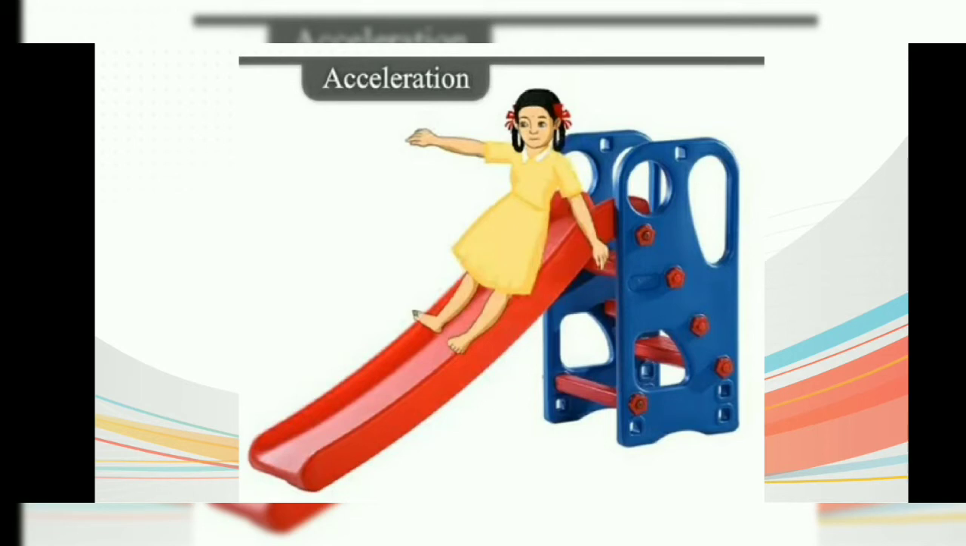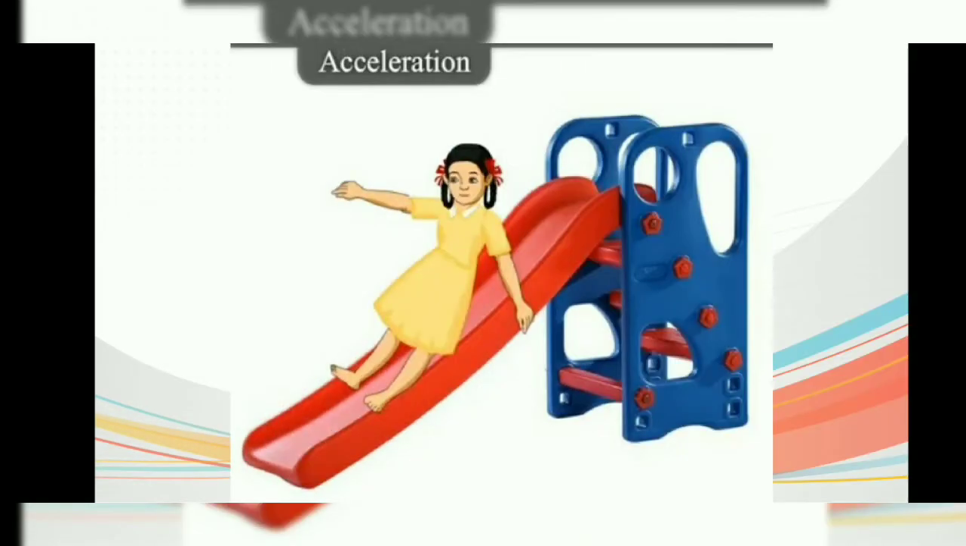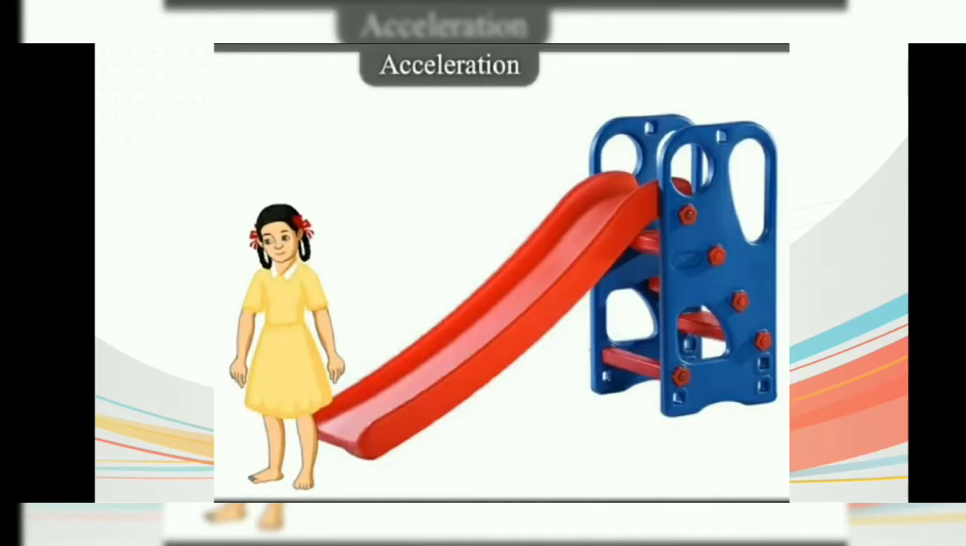It increases in the middle, right? As you are in the middle of the slide, the velocity will increase. And then children, it becomes 0 towards the end, right? It becomes 0 towards the end. So children, the rate of change of velocity is called acceleration. Understood the meaning of acceleration? It is the rate of change of velocity.